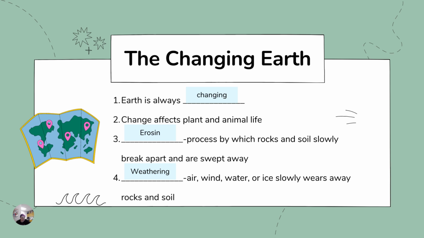So, Earth is always changing, and any changes that occur affect both plant and animal life. For example, a flood can cause severe erosion, which can ruin farmers' fields. Erosion is the process by which rocks and soil slowly break apart and are swept away. Erosion also can happen because of weathering, which is when air, wind, water, or ice slowly wear away rocks and soil.